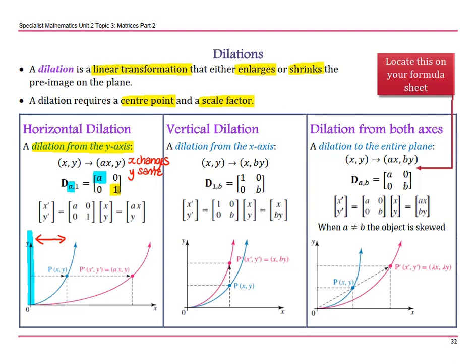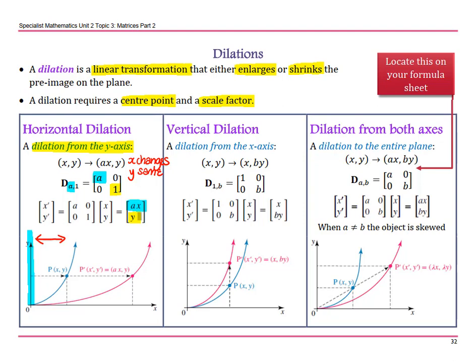So if you think about it, you've got the matrix A, 0, 0, 1 times x, y. If you multiply across the row and down the column, you end up with Ax. So that x value is being multiplied by some factor A, and your y value is staying the same. As I said, your A could be greater than 1, which means it's going to be stretched out from the original, or it could be smaller than 1, which means it's going to go closer to the y-axis.